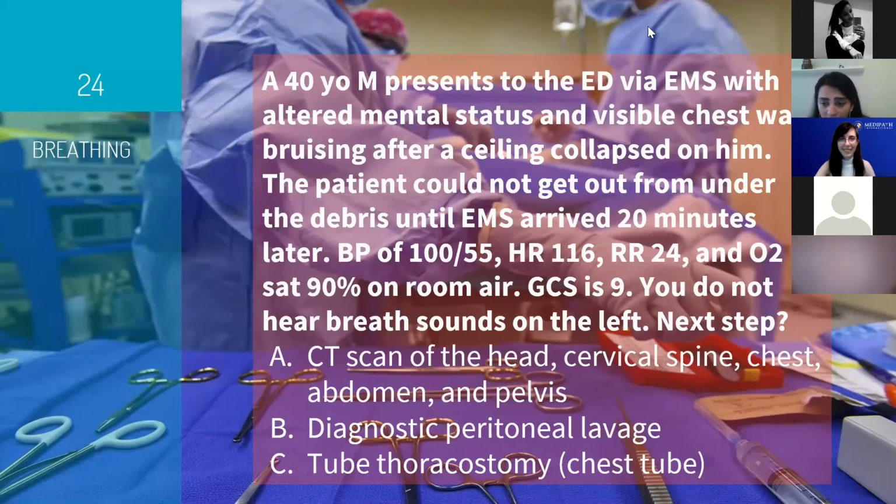You get a CT scan of the head, neck, chest, abdomen, and pelvis. You do a diagnostic peritoneal lavage, or you do a tube thoracostomy, or a chest tube.